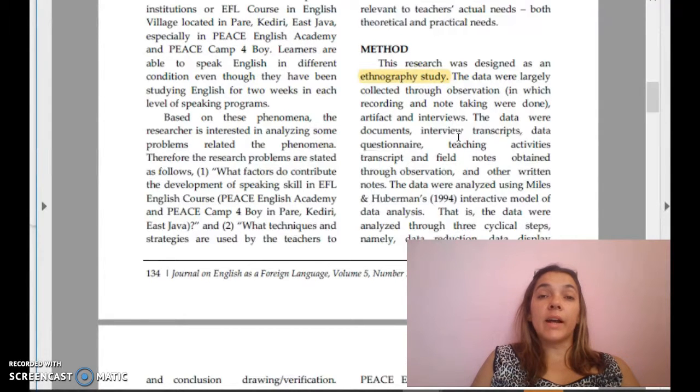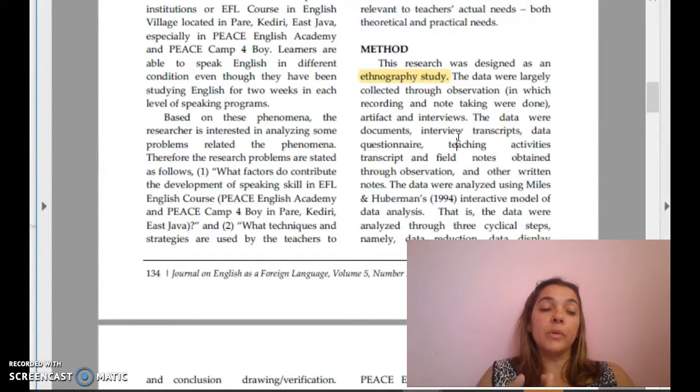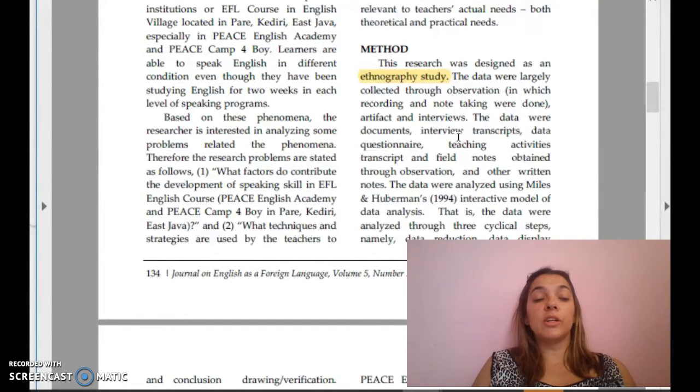The kind of data that they collect are objects, pictures, and detailed descriptions that cannot be reduced to numbers without distorting the essence of the social meanings they represent. Qualitative reports are usually complex and detailed narratives that include the voices of the participants being studied.